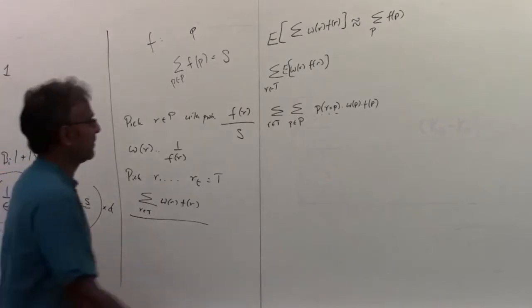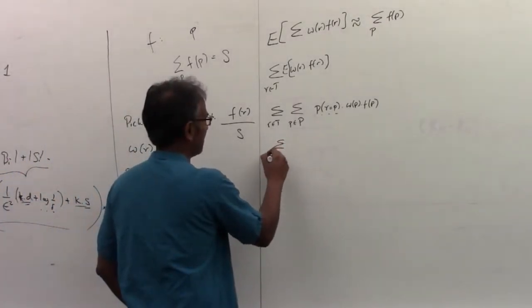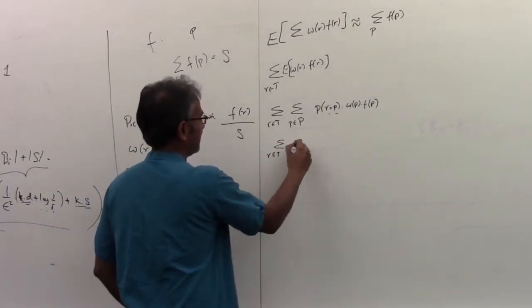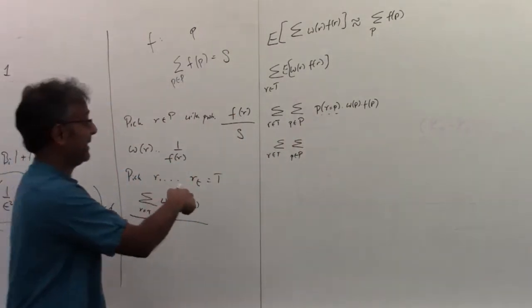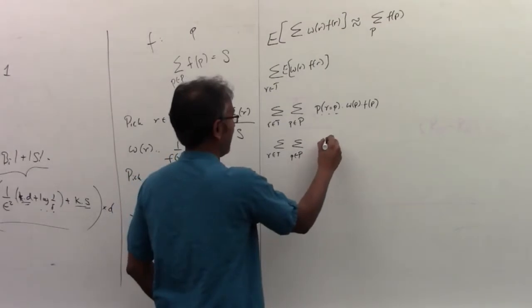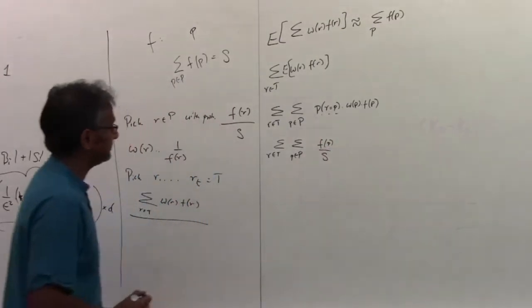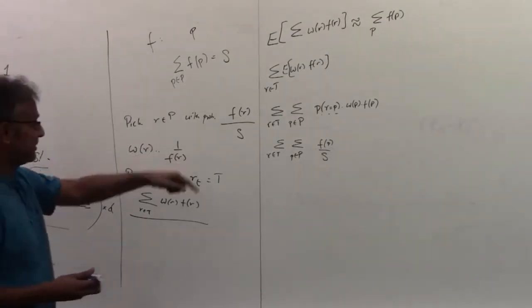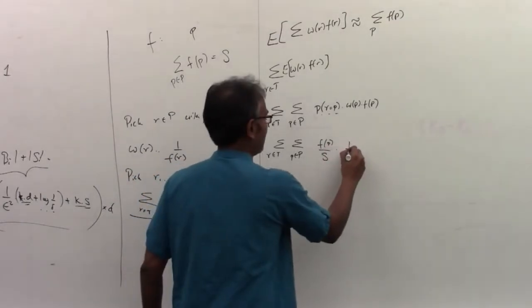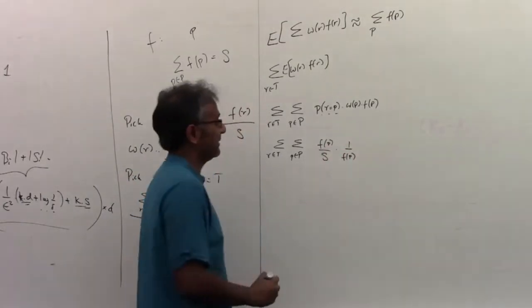What's going to happen is that this quantity here is going to be the sum over r belonging to T, sum over p. We know what this is. We just said what it is. It's going to be f(p) over S. And this weight is going to be 1 over f(p), right?